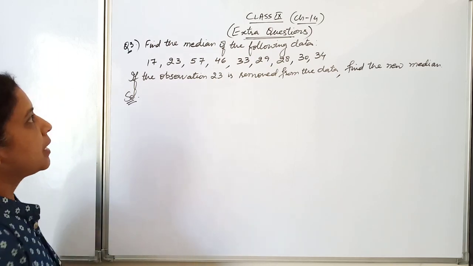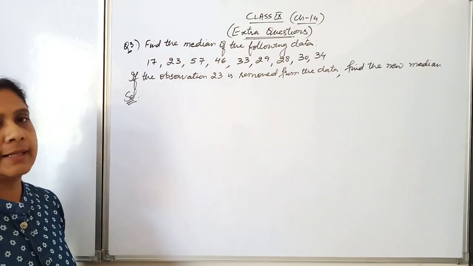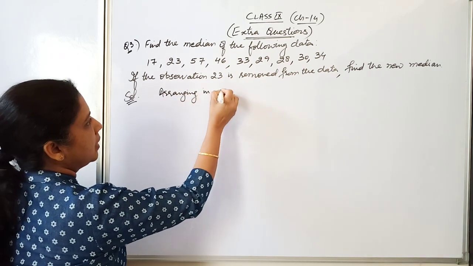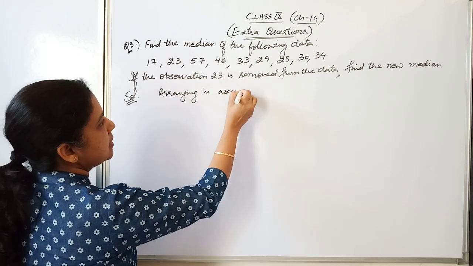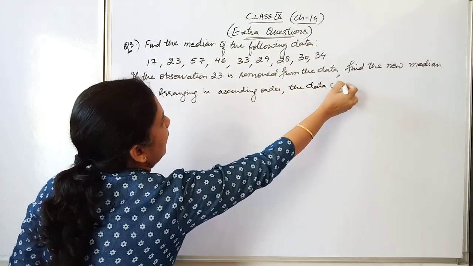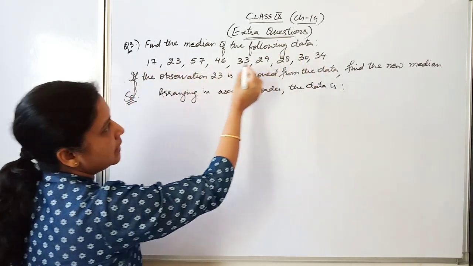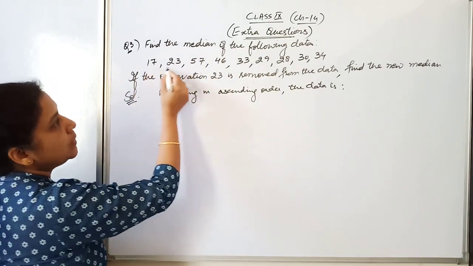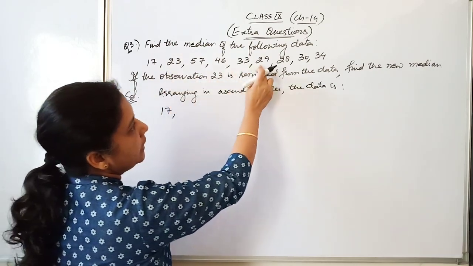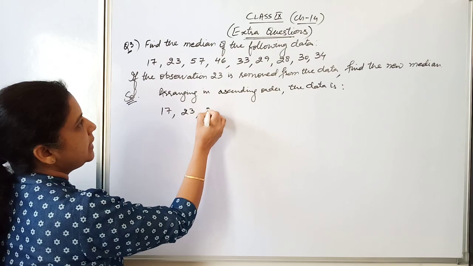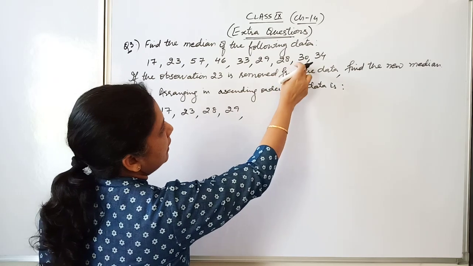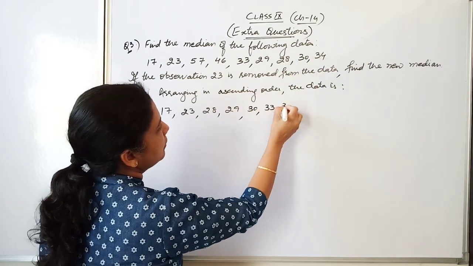So let's start solving. Whenever we find out the median, we write down the data in ascending or descending order. So I am going to arrange the data in ascending order. First of all, I am going to look for a single digit number. It's nowhere available. So now I come to tens. It is 17. Now I come to 20s. There is 23, 29, 28. So we have to write it 23, 28, 29. Now let's come to 30s. 33, 30 and 34. So it is 30, 33, 34.